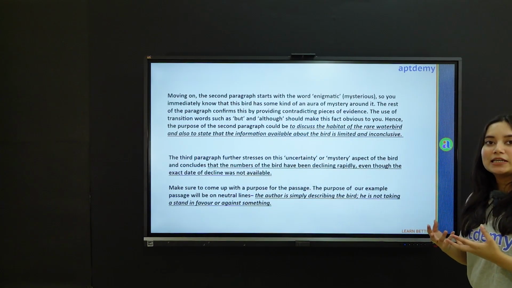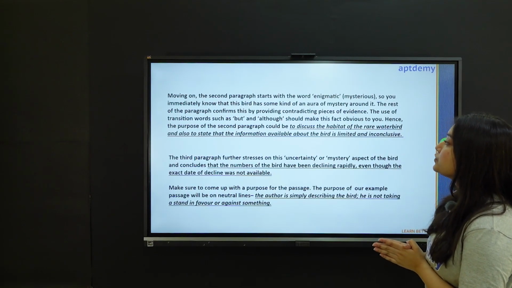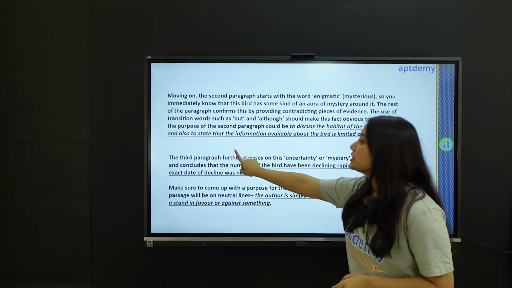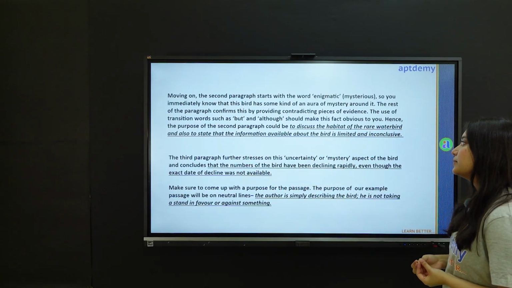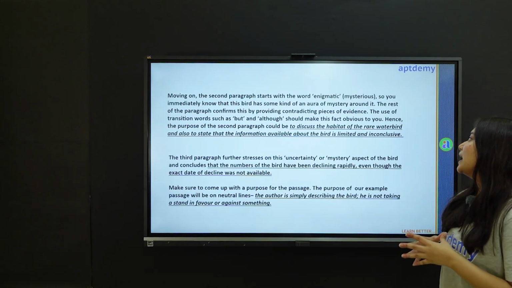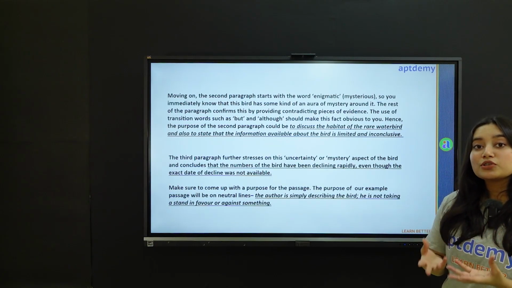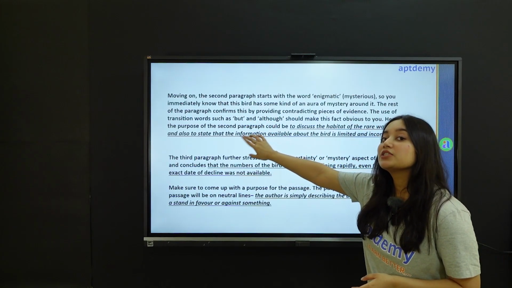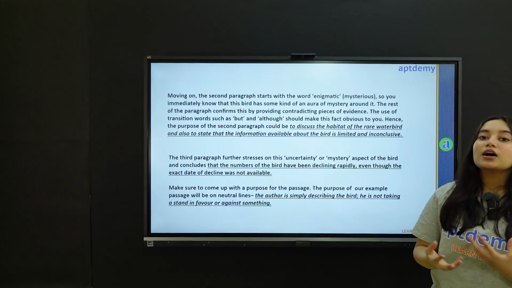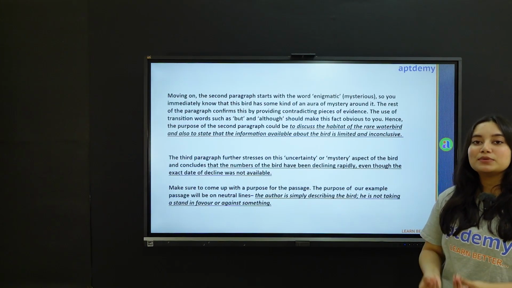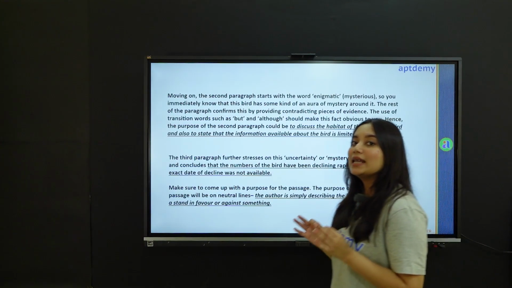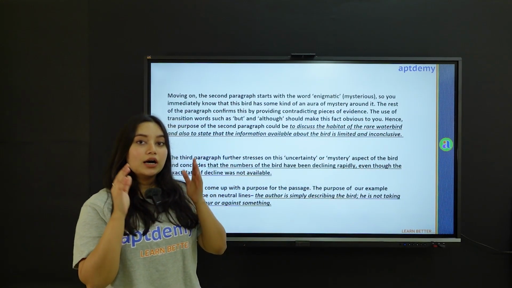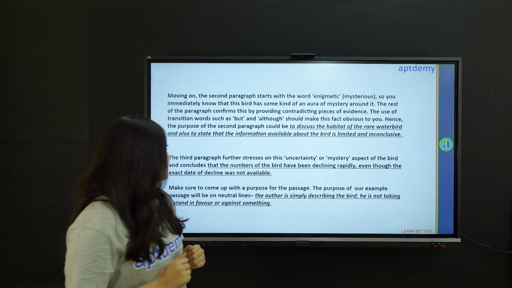And why was the second paragraph written? The second paragraph was written to discuss the habitat of the rare water bird and also to state that the information available about the bird is limited and inconclusive, which is also supported by words such as but and although, which are transition words. So you know that a lot of information about this bird is unknown and there is a lack of facts about the numbers of these birds, and the actual geographical distribution is not given.